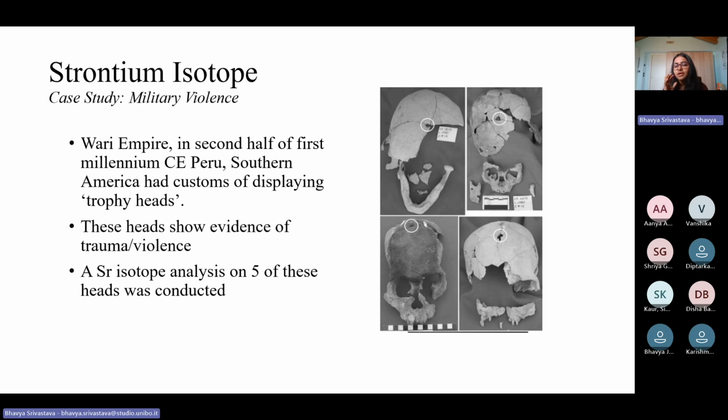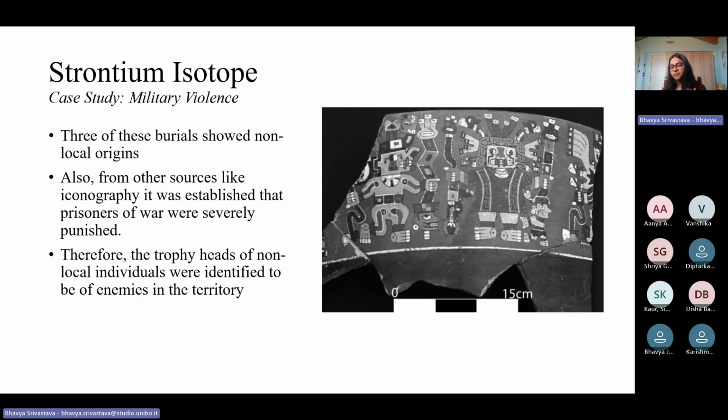And so strontium isotope analysis of 5 of these heads was conducted, and what the researchers found was that they were not a part of the local tribe, they were not from the local region, which led them to believe that maybe these people could have been enemies, captured or defeated during the war, and as a means of exerting the authority of the Wari Empire or their victory over these enemies, they would have been subjected to this violence, and their heads would have been displayed as trophy heads.